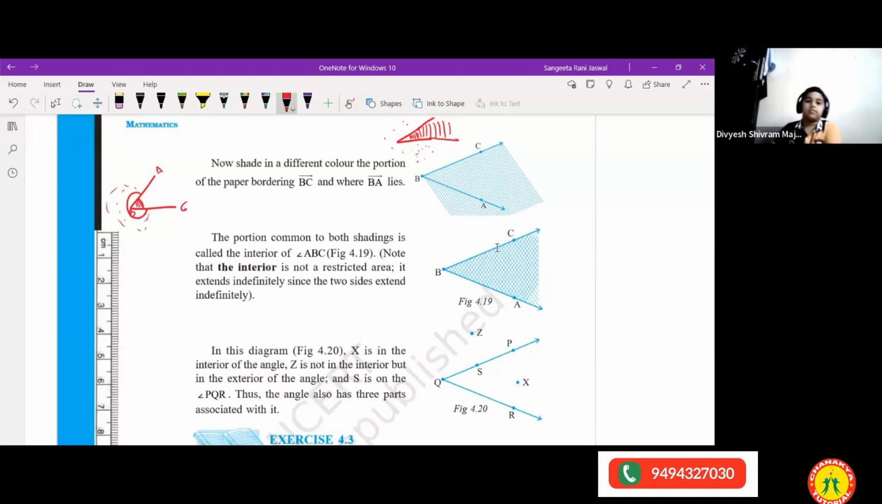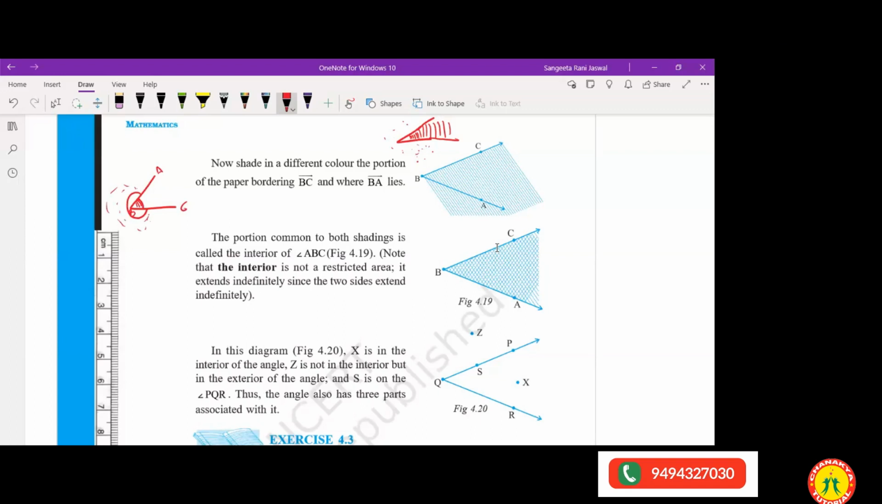If I'm talking about reflex angle, in the exterior of reflex angle ABC. So if reflex angle ABC is this, outside of reflex angle is this part. Are you getting? Outside of reflex angle is which is not included in the reflex portion, the acute part. Okay.